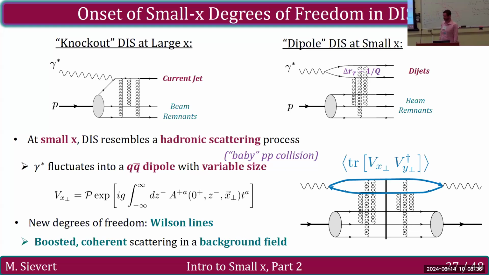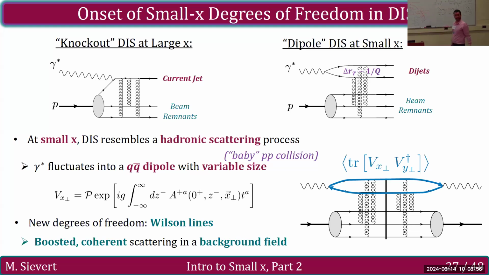I guess the main difference is really the kinematics, the frame dependence, that this process looks like a baby proton-proton scattering, but in the photon-proton center of mass, not in the lab frame center of mass. So it's a lot more analogous than it seems at large x.